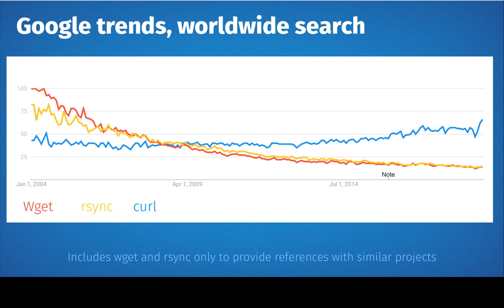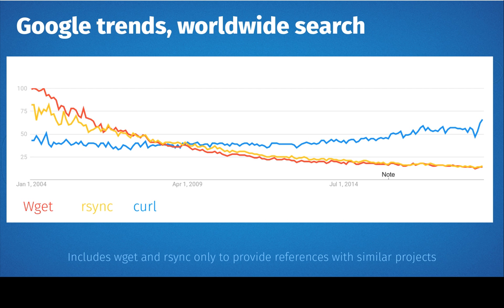So obviously, in 2004, Wget had more attention on Google than we ever had since then. And neither did any of the other projects. We all sort of had less attention on Google since then. I'm not sure what that means, but I find it interesting that the curl trend is pretty stable. It has just risen a little bit since.